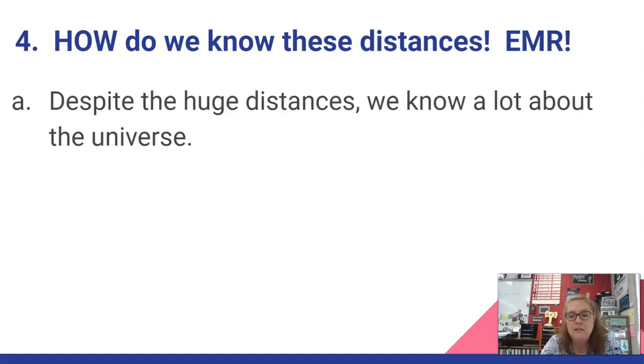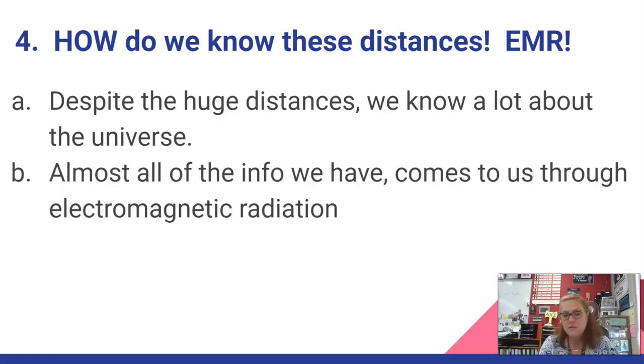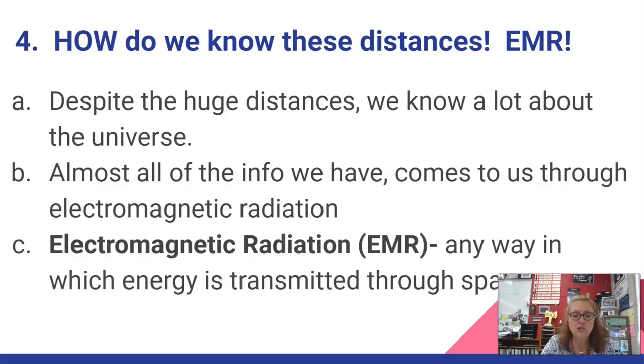It says, despite these huge distances, we know quite a bit about the universe. Almost all the information we have comes to us through this electromagnetic radiation. And again, what is electromagnetic radiation? It's any way in which energy is transmitted through space. So once again, it could be radio waves, and they use those. It could be infrared. It could be microwaves. It could be gamma rays. It could be X-rays. Any way in which energy is transmitted through space.